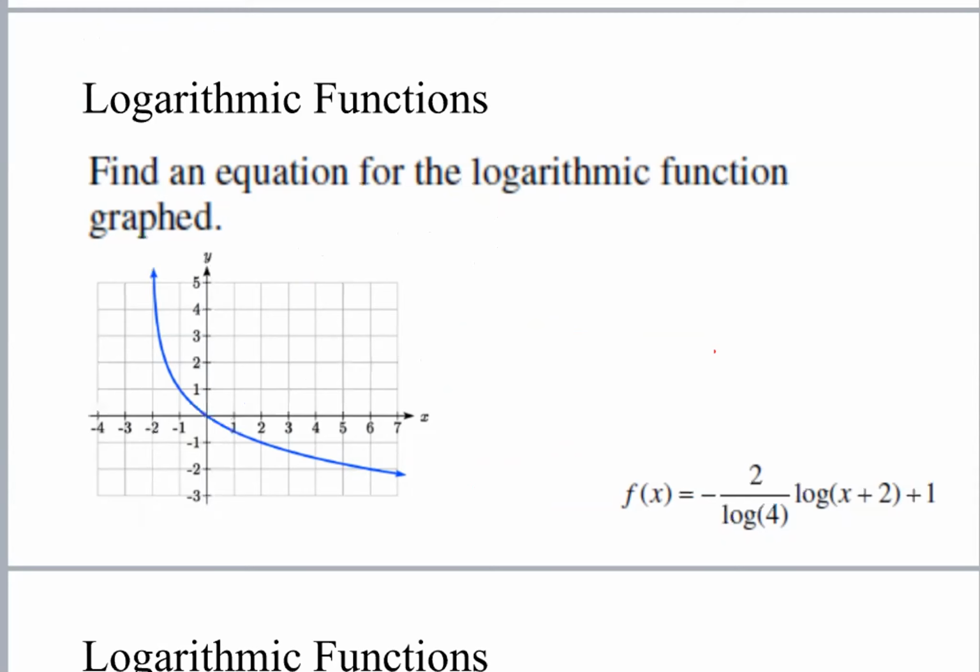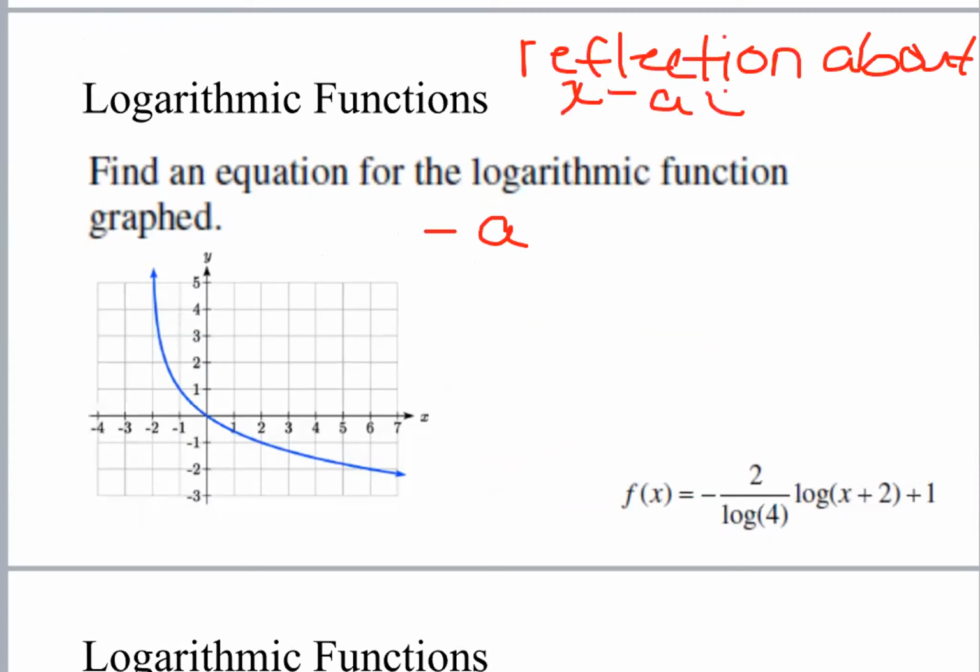So I'm going to erase all this for a second and figure out what we have. To start with, we have a negative a, and that was our reflection about the x-axis. Then we have the regular log function, which we know is a log because we're looking at the shape of it. So I've got a log, and it's going to have some type of x, and then we're looking at any shifts. So we're going to bring in the +2 in blue, because it's shifted 2 units to the left.